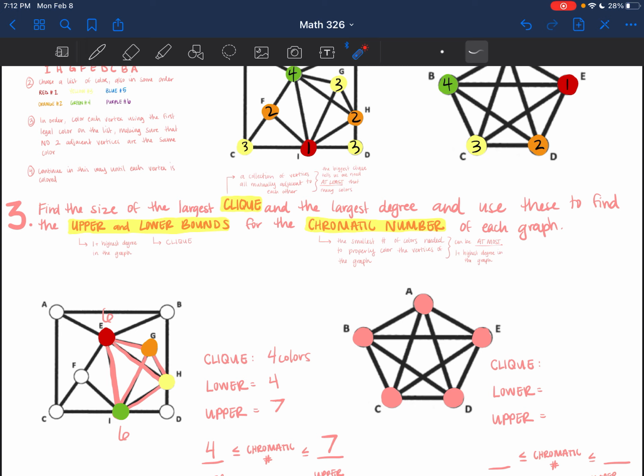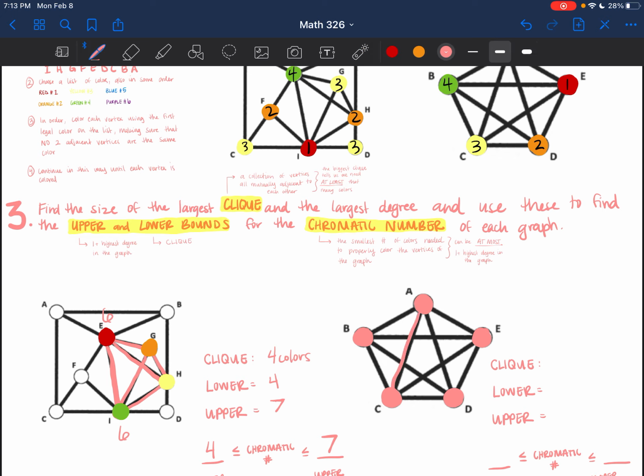And we know this because A is touching all of the other vertices, B is touching all of the other vertices, C is touching all of the other vertices, D is touching all of the other vertices, and E is touching all of the other vertices. And remember, that's what a clique is, a collection of vertices all mutually adjacent to each other, or each vertex touches all of the other vertices. So for this graph, the whole graph is the clique.